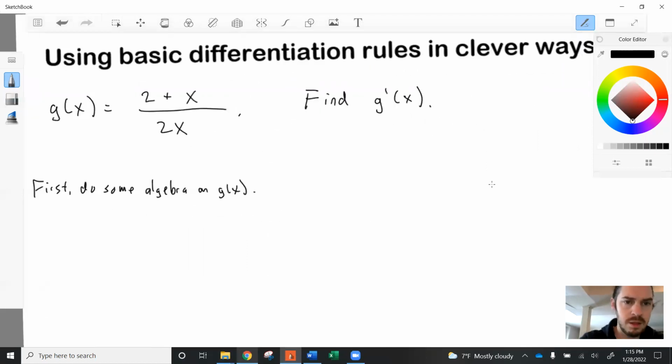Okay, let's take 2 plus x divided by 2x, and let's distribute the division. Remember that division is just multiplication in disguise, so it distributes over addition, just like multiplication does. So I'll distribute that division by 2x, like this. Then we can simplify each one.